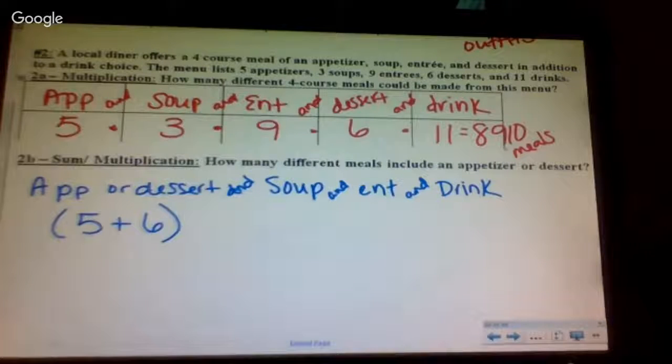Anytime you add, you're going to need to throw that into parentheses, so it adds it first before it starts multiplying. So appetizer or dessert, you're not getting both. And you're still getting soup, and you're still getting an entree, and you're still getting a drink. Okay, so that's going to change it up.